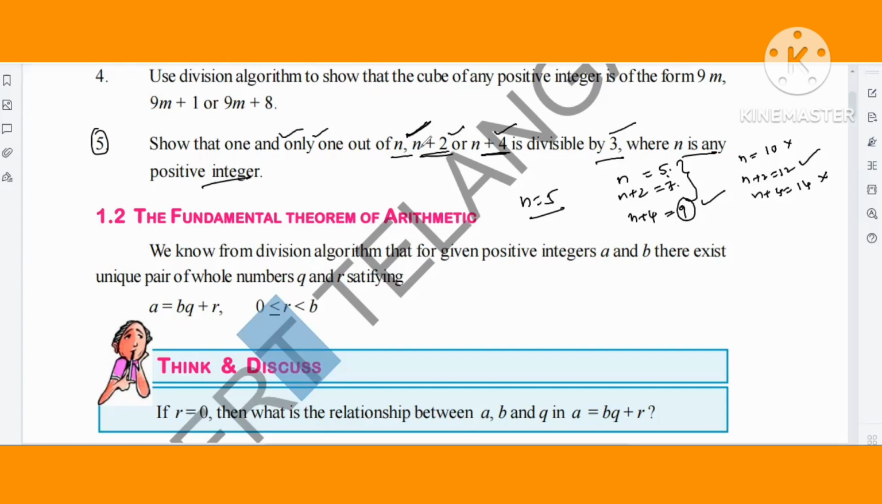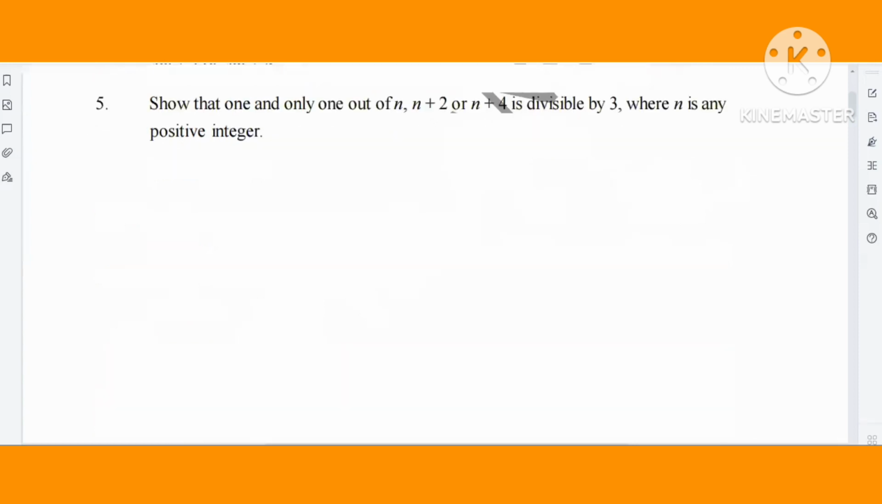So here, either n or n plus 2 or n plus 4 is divisible by 3 when n is a positive integer. So how to prove that? Again, we have to use Euclid's division algorithm. I'll discuss that now. To prove this, we have to assume for n. Here n is a positive integer.